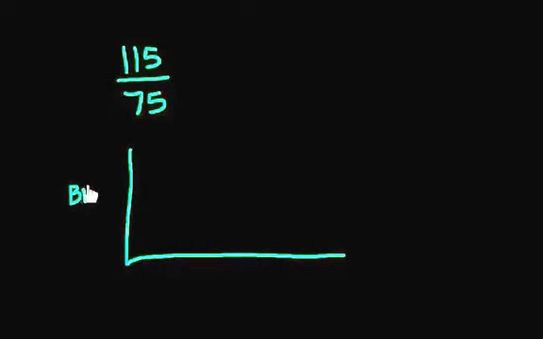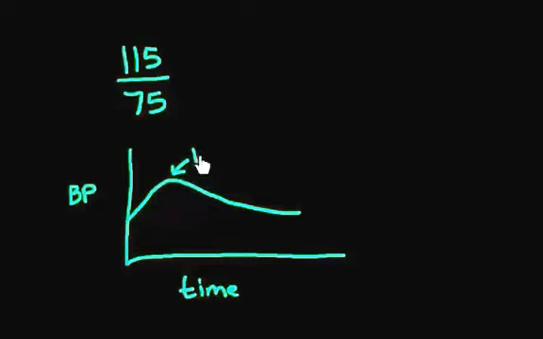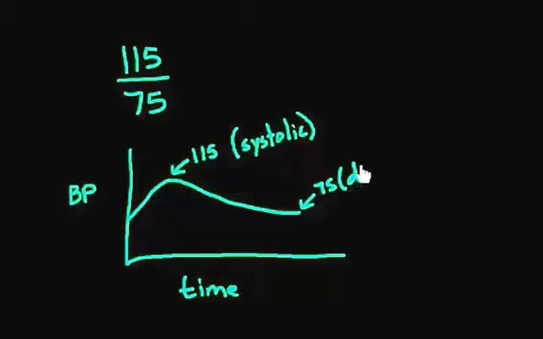And I had drawn a small figure for you where I had blood pressure on this side, and I had time on this side. And I said that my blood pressure does something like that, where the peak is 115, this is the systolic blood pressure. And I said that the lowest point is going to be, for me, 75, and that was my diastolic blood pressure.